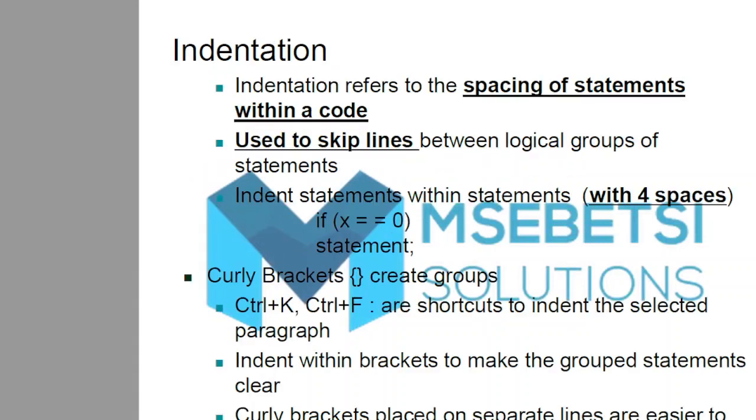Indentation is basically spacing within a code. It's used to skip lines between logic groups of statements, and it indents statements. So you use 4 spaces, and then curly brackets are another form of doing indentation. The shortcut to that is Control K or Control F. Indent with brackets to make the group.